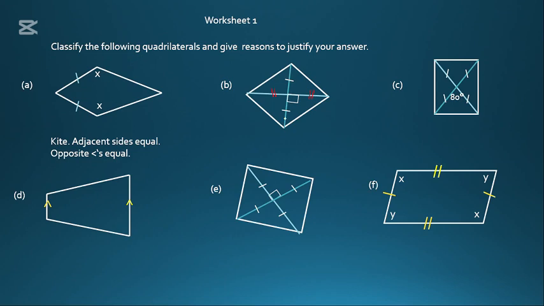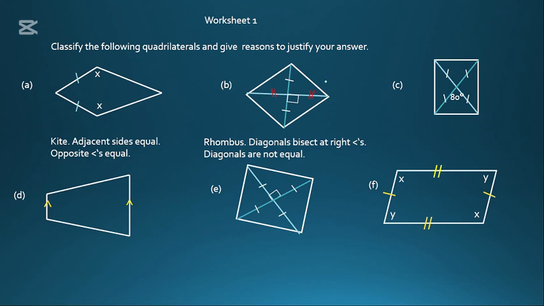The two diagonals bisect at 90 degrees. So it can be a square also, and it can be a rhombus. So why is it not a square? It is not a square because in a square the diagonals are equal. This is a rhombus because the diagonals are not equal. So a rhombus: diagonals bisect at right angles and the diagonals are not equal.